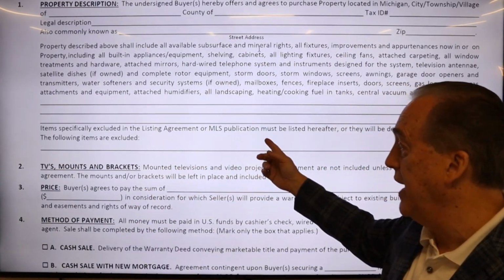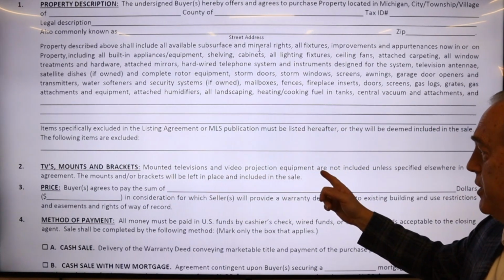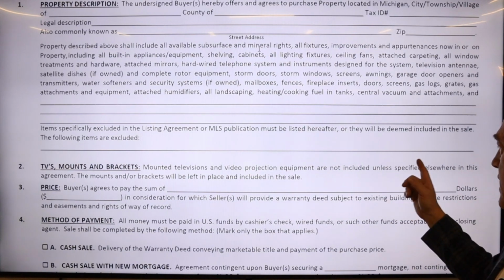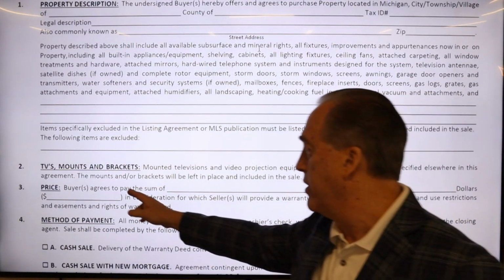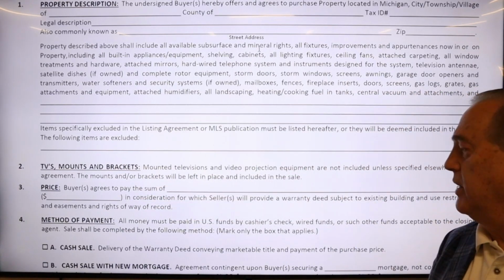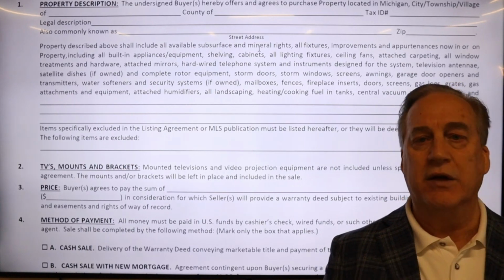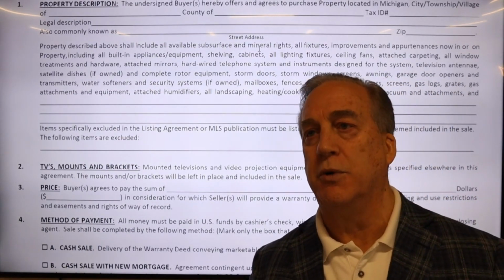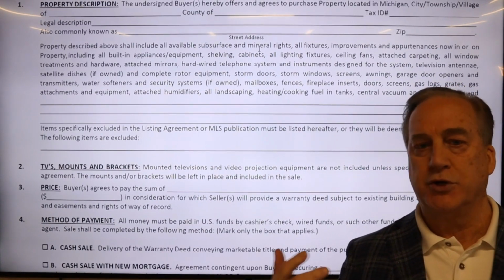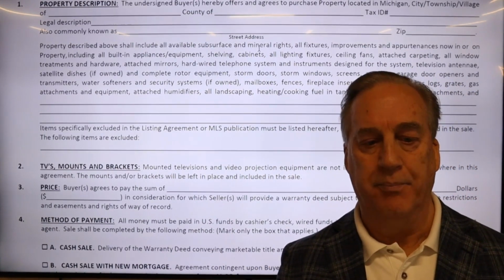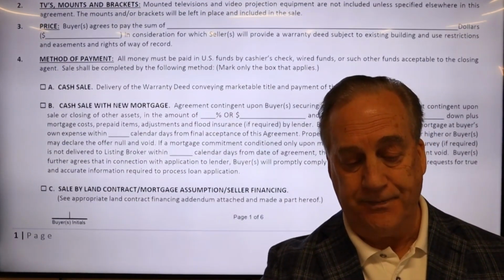So what we're stating now, this is part of the purchase agreement. Mounted television, video projection equipment are not included unless specified elsewhere within this agreement. However, the mounts and or brackets will be left in place and included in the sale. And the reason being is so many of those now are what they call universal mounting brackets, mounting hardware. It's universal. You can pretty much hook any TV up to them. So those are included.